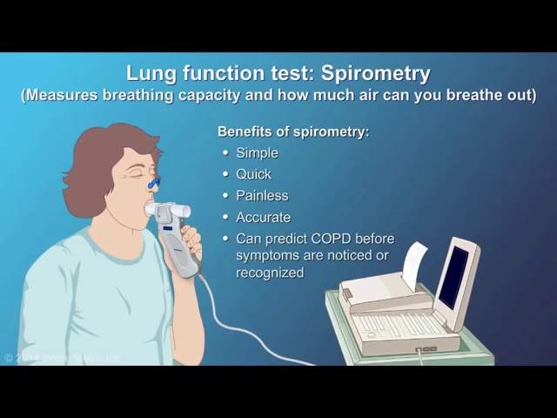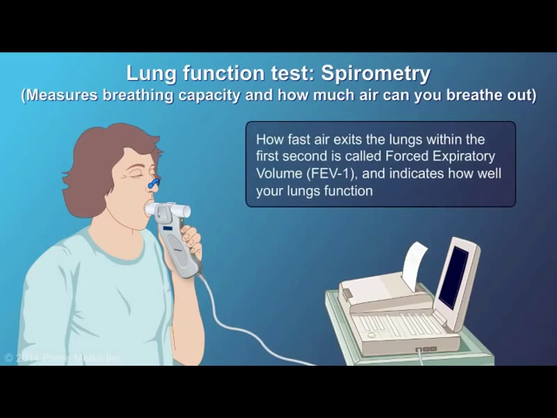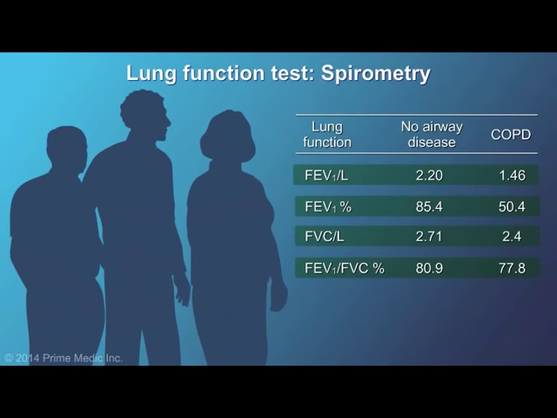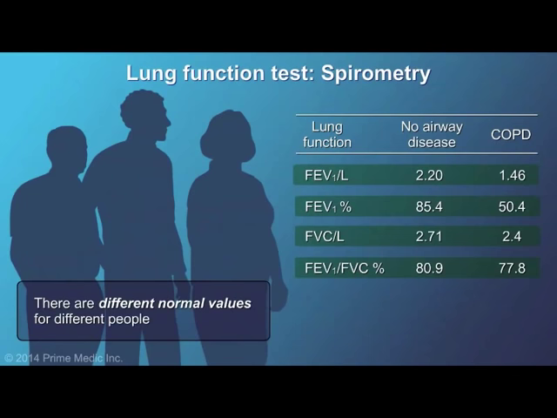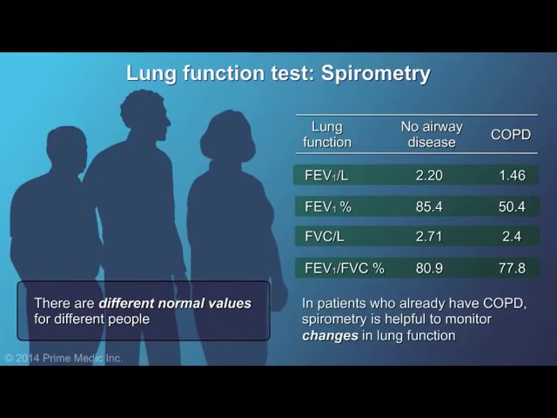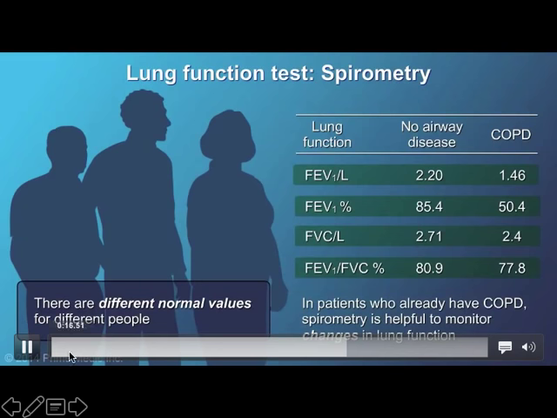Spirometry can predict COPD before symptoms are noticed or recognized. How fast air exits the lungs within the first second is called the forced expiratory volume, or FEV1, and indicates how well your lungs work or function. The spirometer allows your healthcare provider to compare your results against healthy individuals of similar age, height, gender, and ethnicity. In patients who already have COPD, spirometry is helpful to monitor changes in lung function, especially if done a month or two after a lung attack, also known as a COPD flare or an acute exacerbation of COPD.